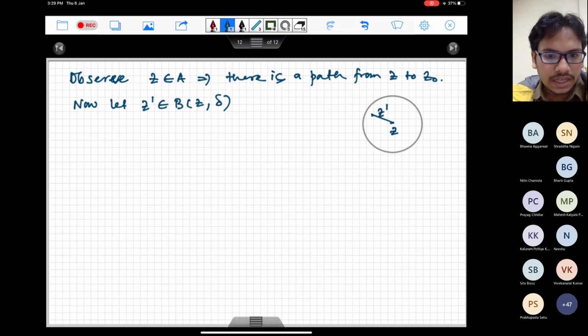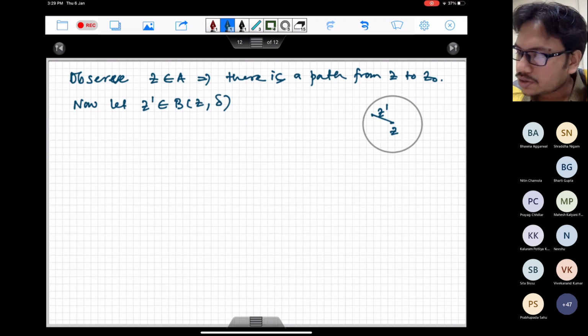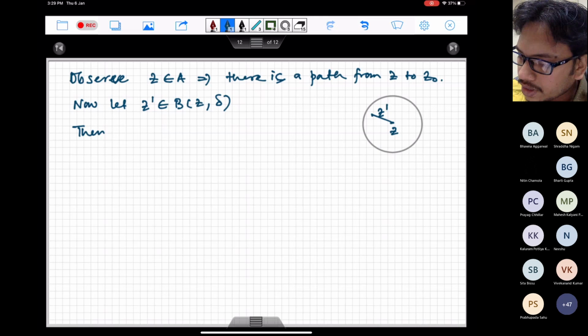Yes or no? If I take any ball, it's very natural. No matter what point you take in that ball, you will always be able to connect it with Z, right? Just by taking the line joining those two, it's going to strictly stay inside this ball.